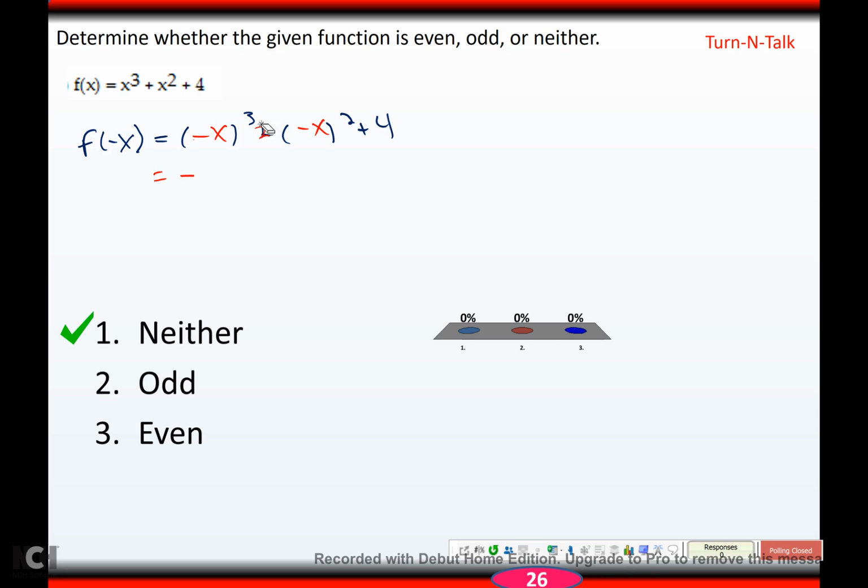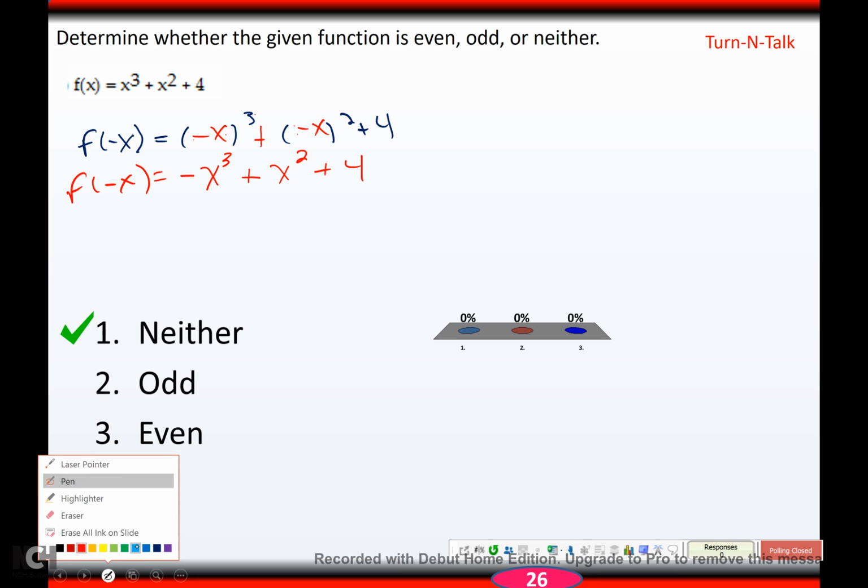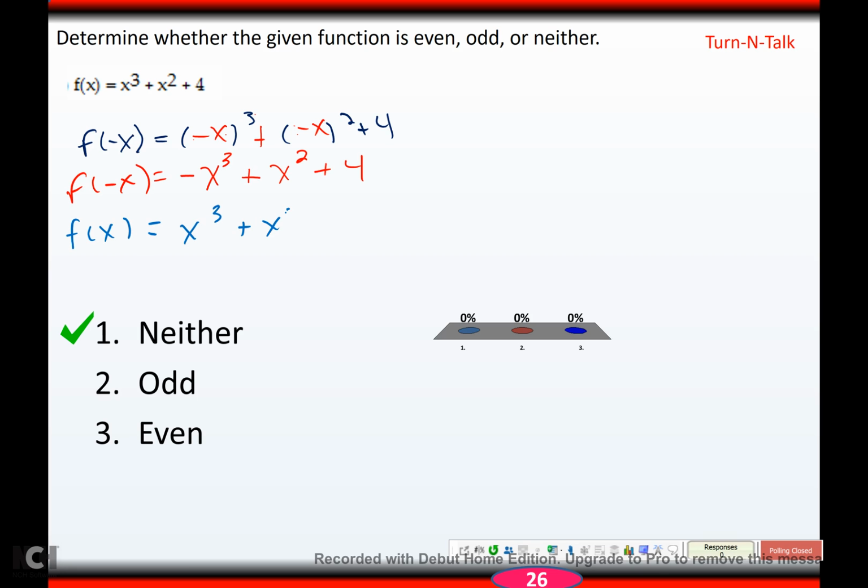Alright, and then you have 3 x's multiplied together, which makes x cubed. Here you have 2 negatives, an even amount of negatives, which is going to turn positive, because a negative times itself is positive, and x times itself is x squared plus 4. There's my f of negative x. If I compare that to my f of x, which is positive x cubed, positive x squared, positive 4, and I compare signs, these did change, these did not change, these did not change.